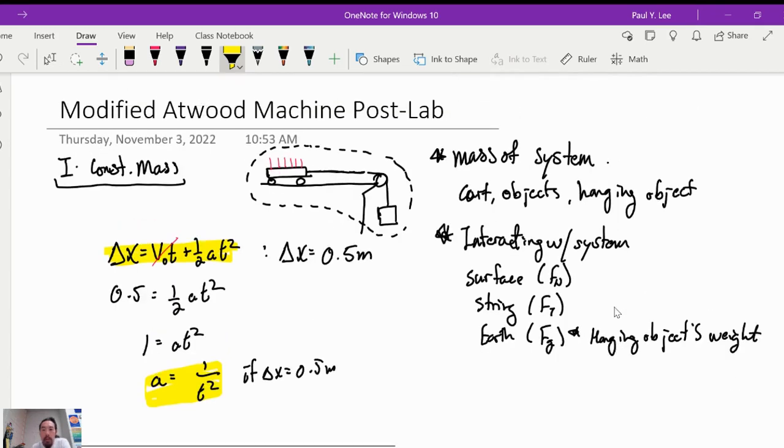Now, for this lab, because we had to have constant mass for the system, we had to remove a mass from the cart. If you just saw what I just did, I erased one of the red lines and added to the hanging mass, okay?